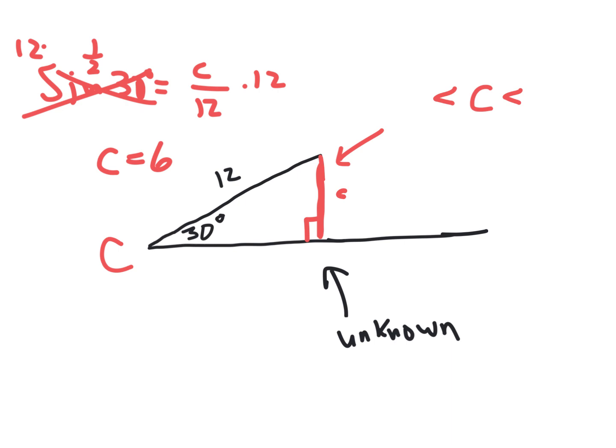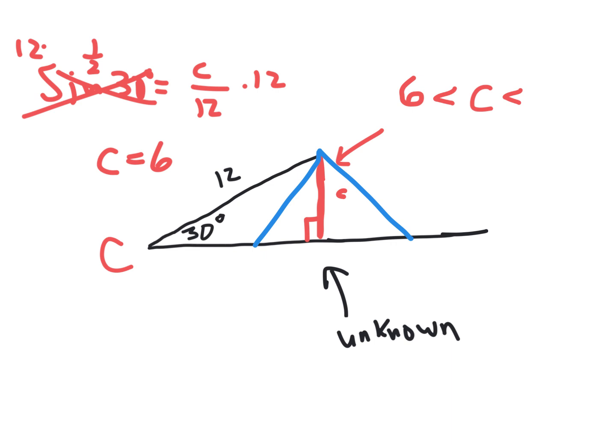But that means that the smallest this could be is 6. And if it is 6, it won't be ambiguous. It'll be a right triangle. But what if it's a little bigger than 6? Then it'll swing in two different directions, like this. Everybody draw in those lines in a different color.